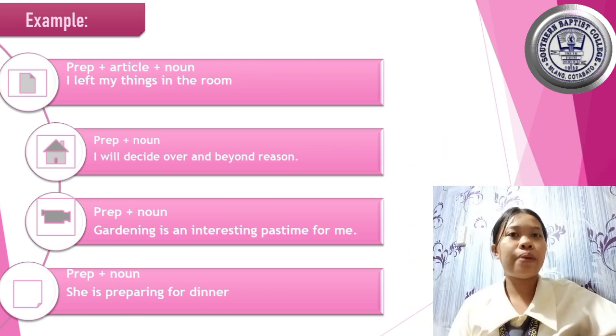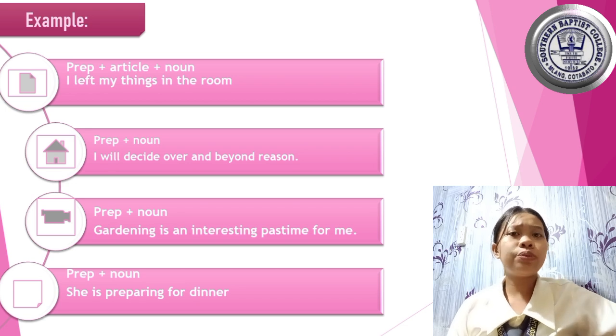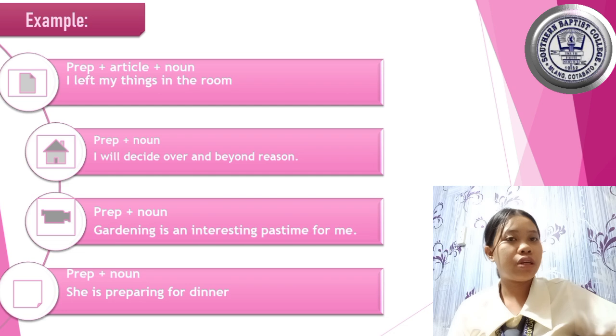Gardening is an interesting pastime for me. That's preposition and noun. She is preparing for dinner. That's also preposition and noun. So, the italicized series of words are the noun phrases that function as object of the preposition. The phrase in the room serves as the complement of the noun things, as over and beyond reason complements the verb decide.